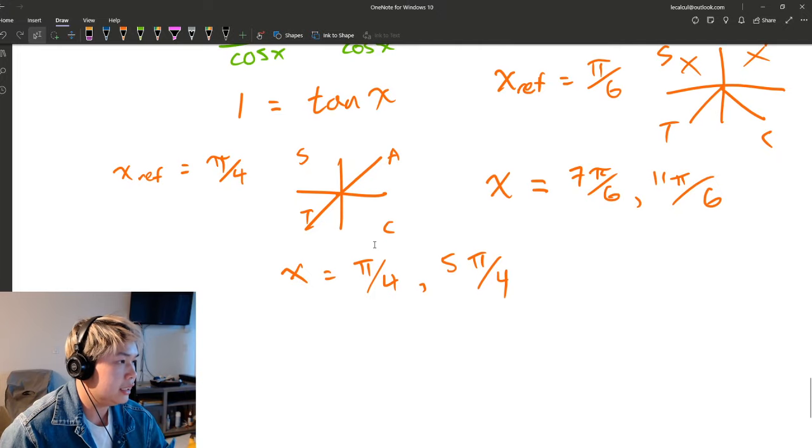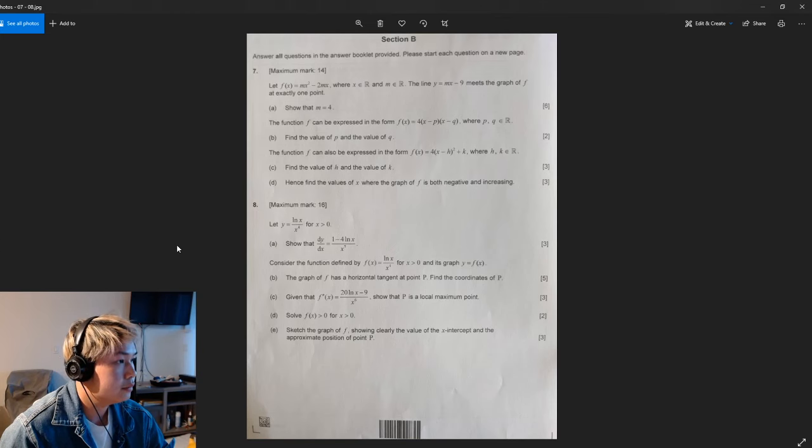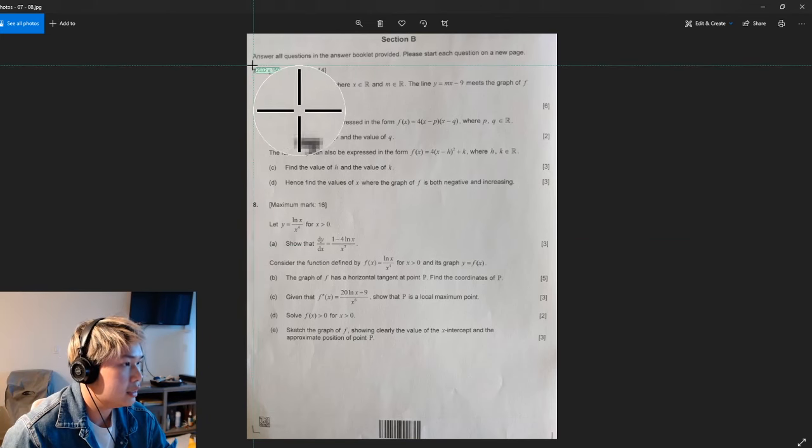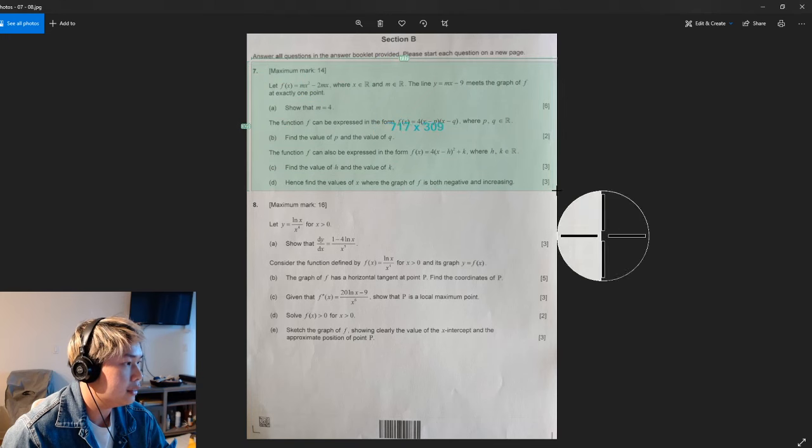And I think this might be the last of the part A questions, and then we move on to part B. But I heard that this is where things start to get a little wild. So let's copy number 7.